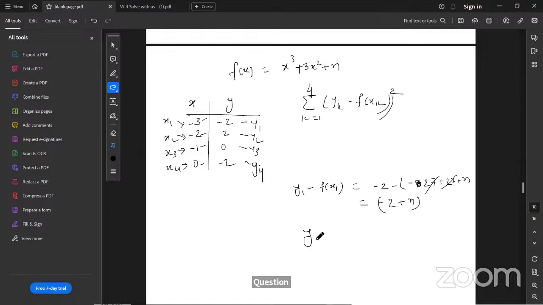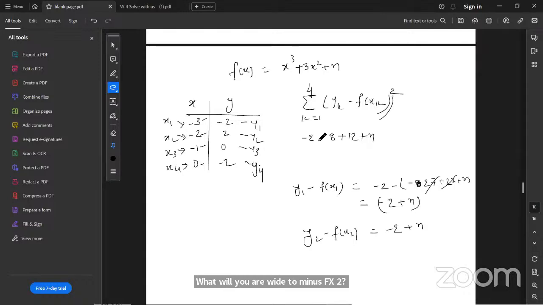What will your y2 minus f(x2)? -2 plus n only, right? Yes. Just let's verify it. 2 cube is 8, plus 2 twos are 4, 3 fours are 12, plus n. Minus this will become minus, this will become minus. Here minus n will be there, right?